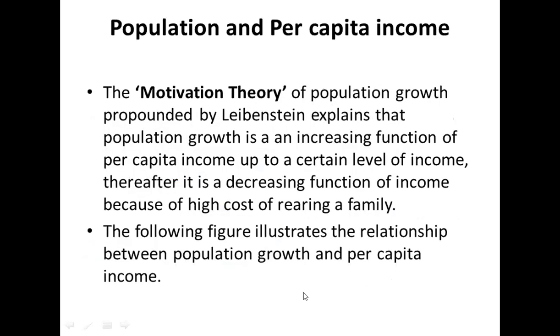Now we will come to the relationship between population and per capita income. The motivation theory of population growth propounded by Leibenstein explains that population growth is an increasing function of per capita income up to a certain level of income. Thereafter, it is a decreasing function of per capita income because of the high cost of rearing a family. The following figure illustrates the relationship between population growth and per capita income.